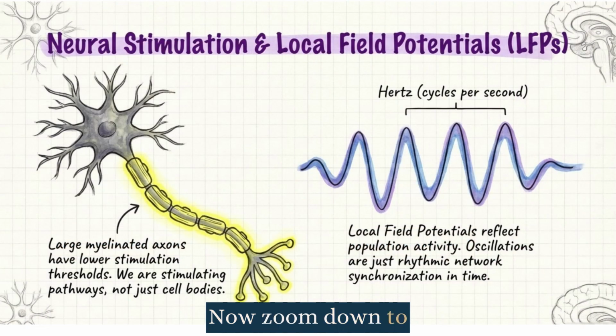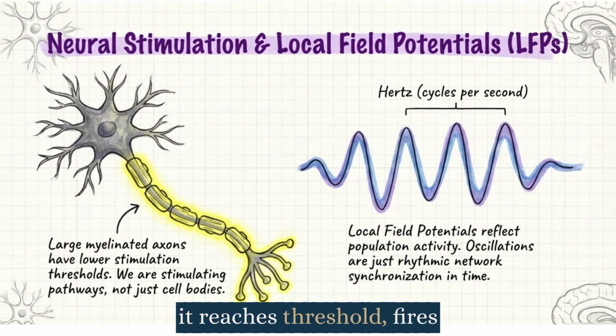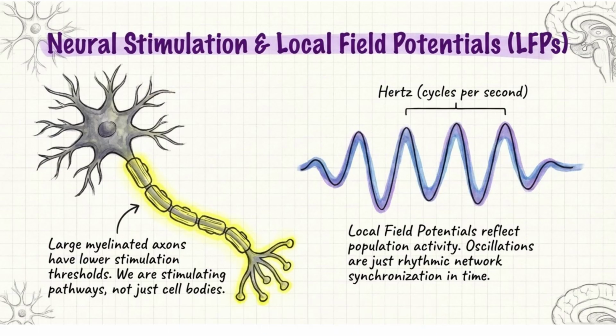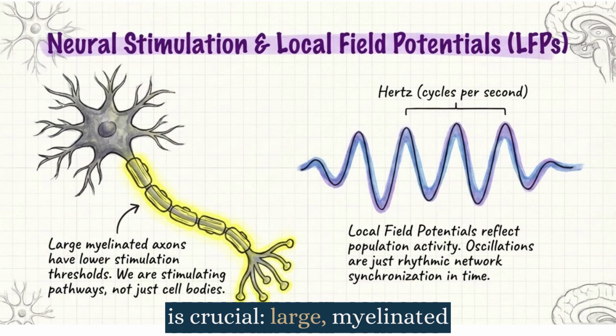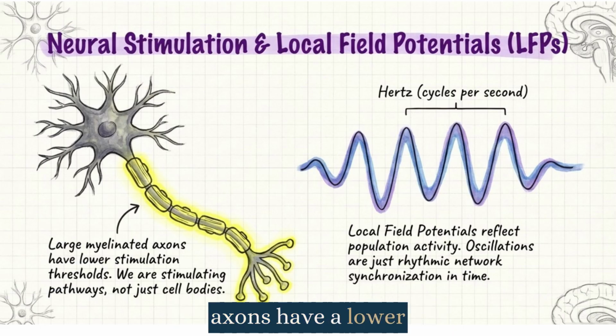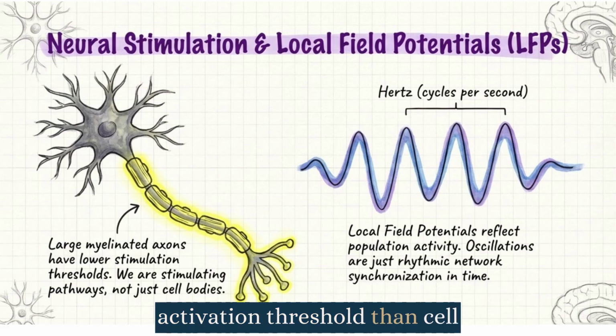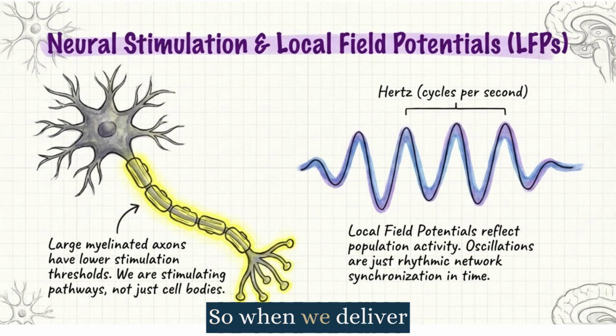Now zoom down to the single neuron. A neuron collects input, integrates it, and if it reaches threshold, fires an action potential along its axon. For DBS, one principle is crucial. Large myelinated axons have a lower activation threshold than cell bodies. So when we deliver current, we are most likely to activate axons and passing fibers more than cell bodies.